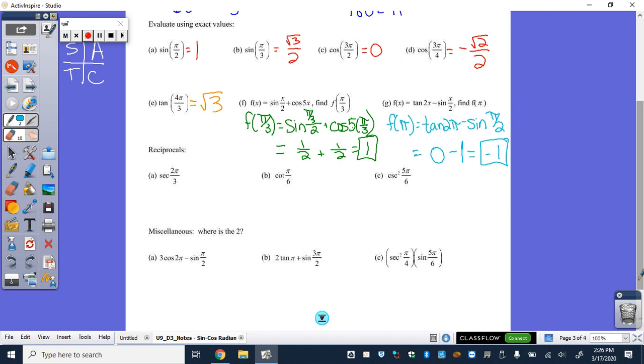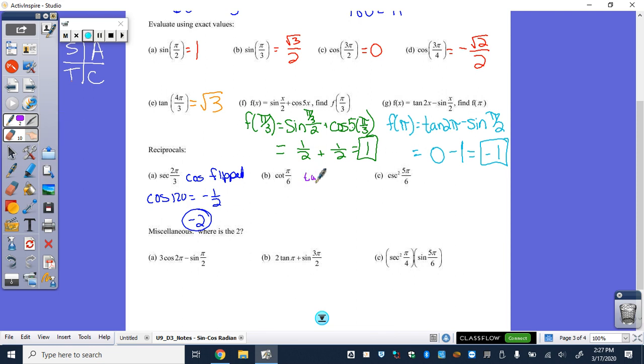So reciprocals, again, you got to remember what you're flipping. So secant is cosine flipped. So if I find the cosine of 120, which is what this is. 120 is in quadrant 2, where cosine is negative. My reference angle is 60. So that makes that 1/2. Flip it, and I get negative 2.